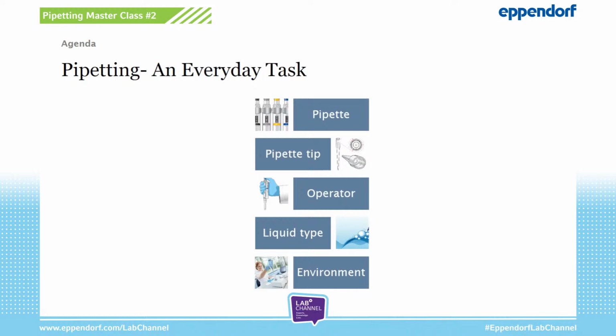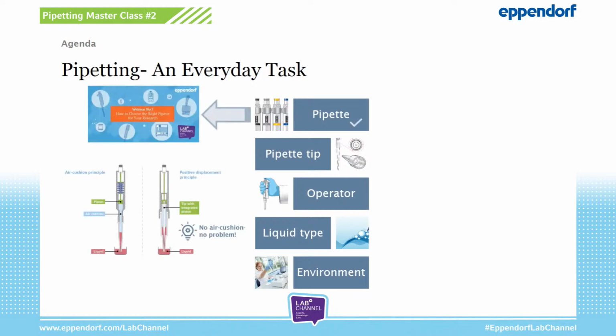Good pipetting starts with the choice of pipette tip, and the way we as users operate the pipette and the type of liquid we use it for also play a major role, as well as the environment in which we pipette. We have already addressed how we choose the most suitable liquid handling tool for the application in the webinar that kicked off this series. The webinar, as Simon already mentioned, is also available on the Lab channel as a recording for those who have missed it and would like to watch it.